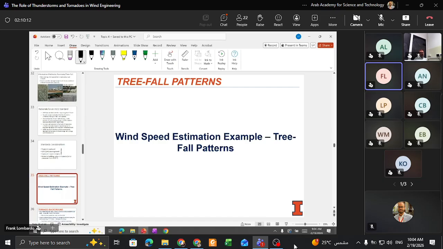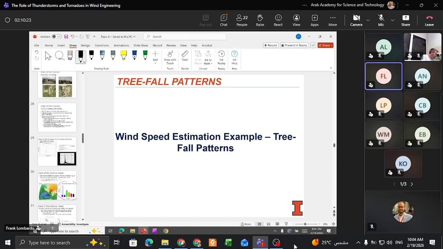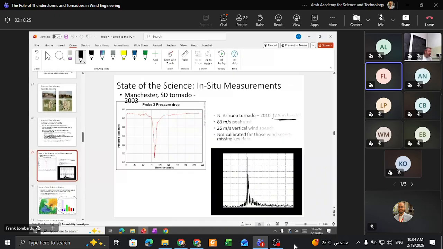What's the typical pressure drop? Good question. There's not enough information to tell. What I will tell you is that this one, which was a 100 millibar drop, is, I think, on the extreme end.